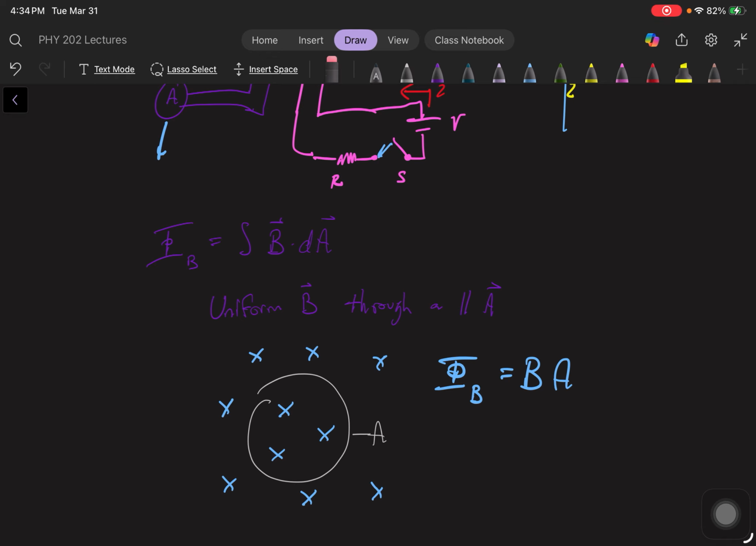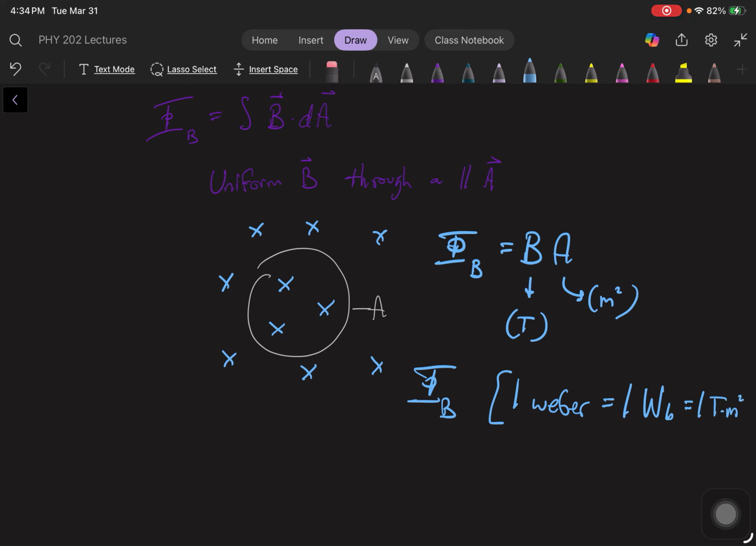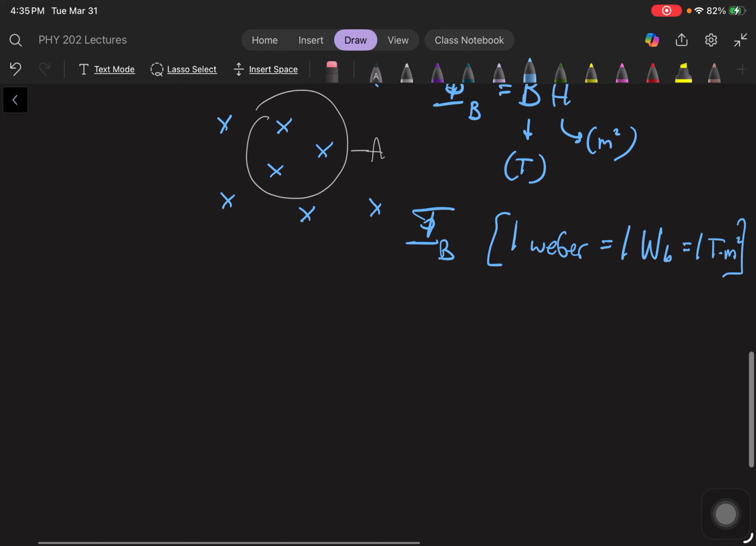We know magnetic field has units of Tesla, and area has units of meters squared. So phi sub B has units of 1 Weber, written capital W lowercase b, which is equal to 1 Tesla times meter squared. Okay. And then we had said Faraday's law.